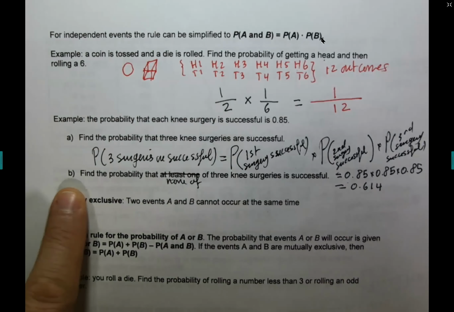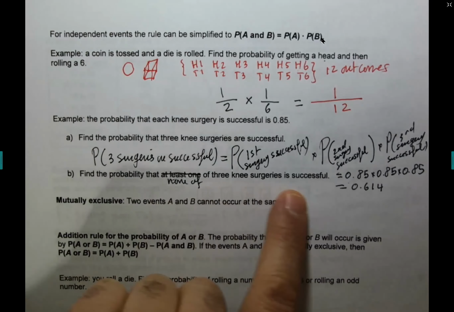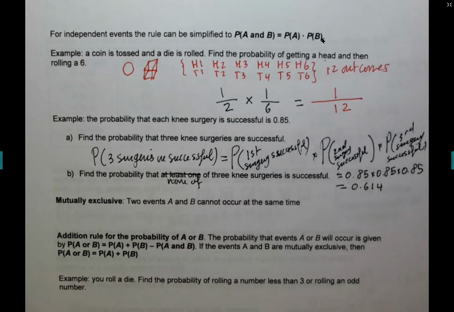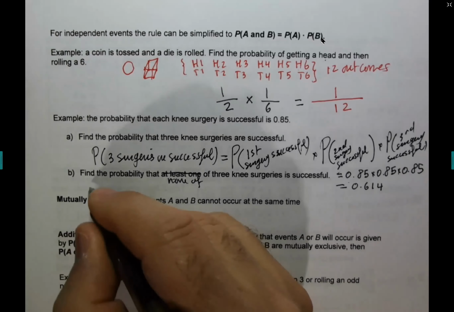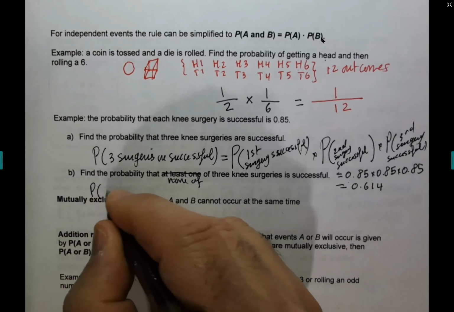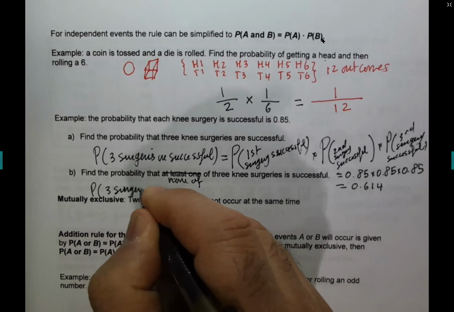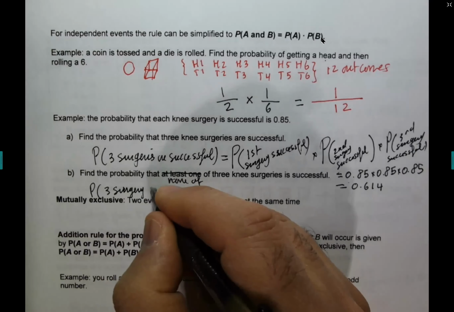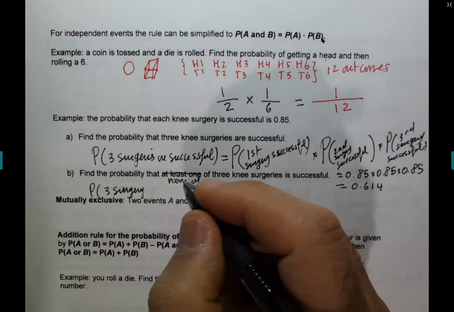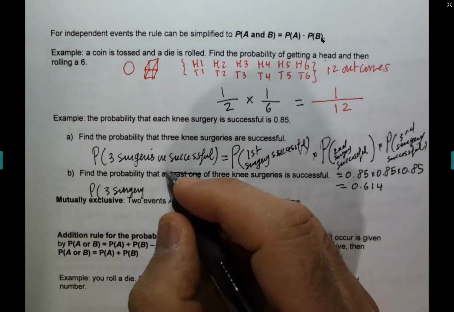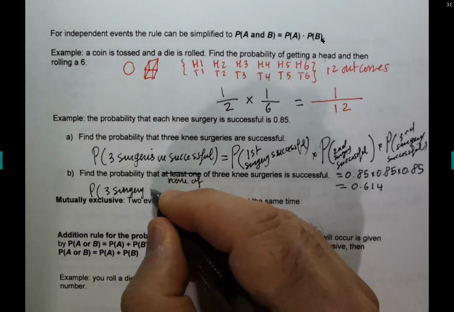Part B, what's the probability that none of the three surgeries is successful? So that means what's the probability that the first one was not successful, the second one was not successful, and the third one was not successful? Who can help me with that? Would we just subtract 1 minus the 0.614? No, it doesn't work this way, but you're close with the plan.